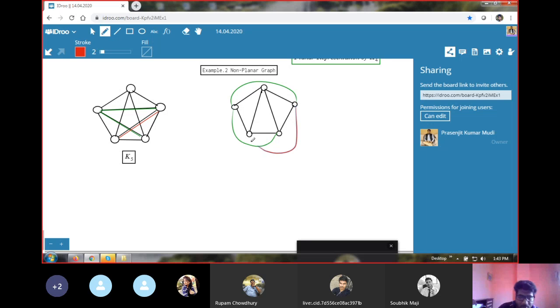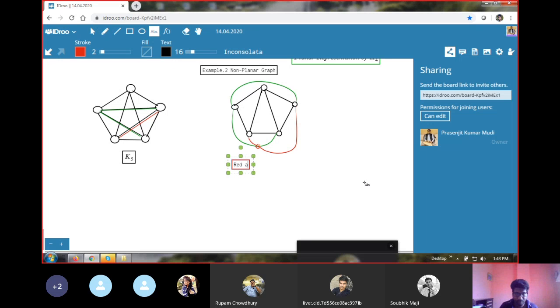I have to go somewhere like this, and there's the problem. These two edges, the green and this red, are meeting at some point which is not belonging to the vertex set of the given graph. So this is not possible. Okay, let me draw that, then you can understand.